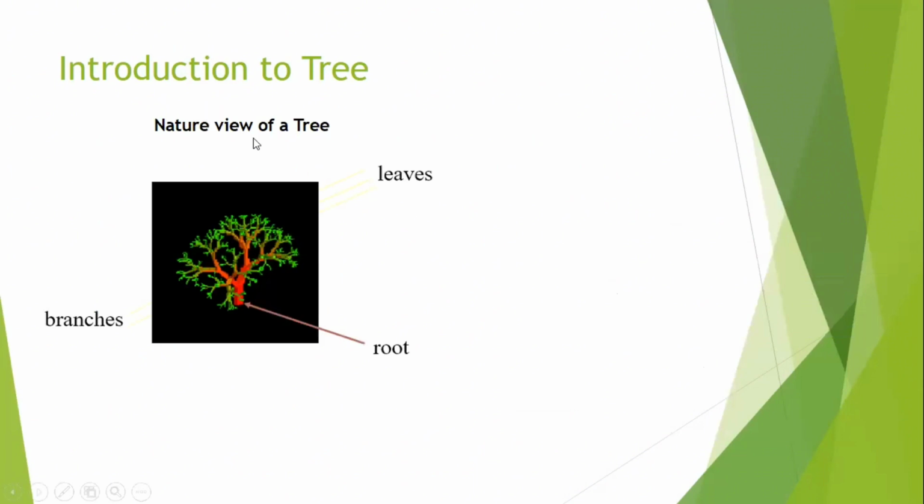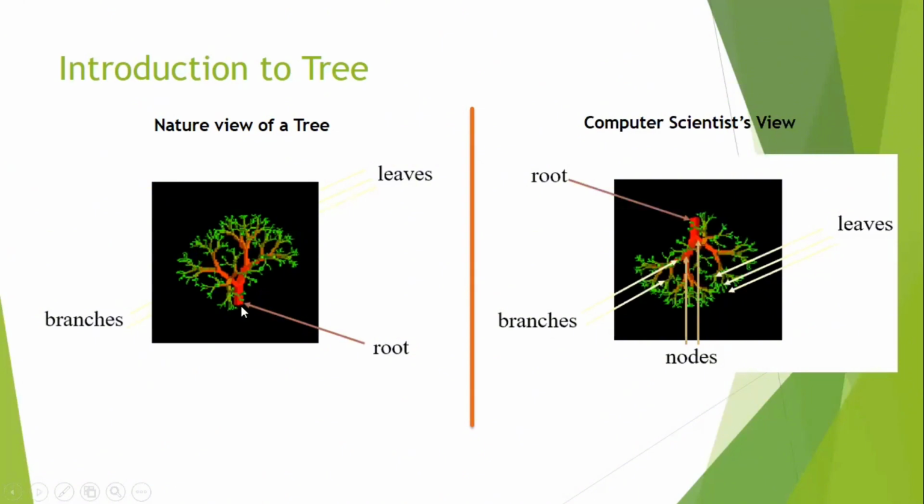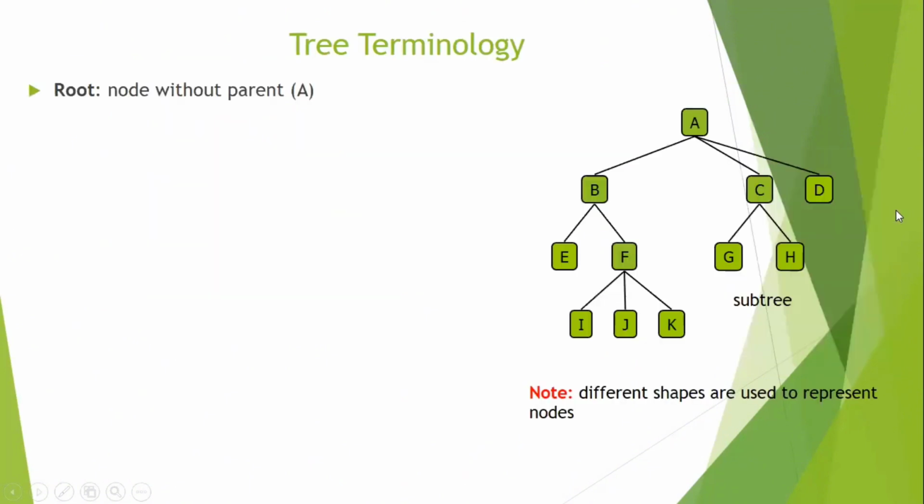When we view a tree in nature, it has branches, leaves, and roots. The roots are usually at the bottom, but in the computer scientist's view, the root is at the top. Then it also has branches, which are nodes, and leaves.